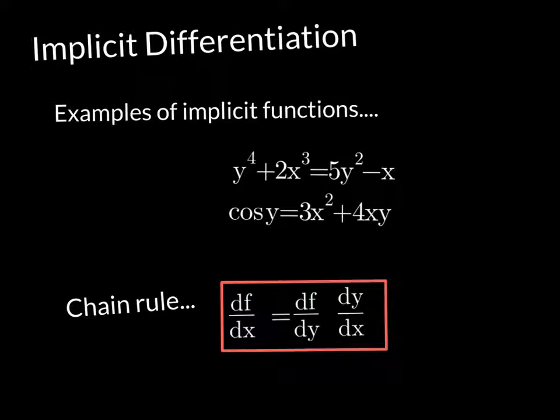Okay, so to differentiate implicit functions, essentially for any of these problems, if we were asked to find the dy by dx, we actually have to use the chain rule. So for the chain rule, you can remember that the differential of a function f with respect to x could be equal to the differential of that function with respect to y multiplied by the dy by dx. Okay, so to see what I mean, let's take a look at an example.